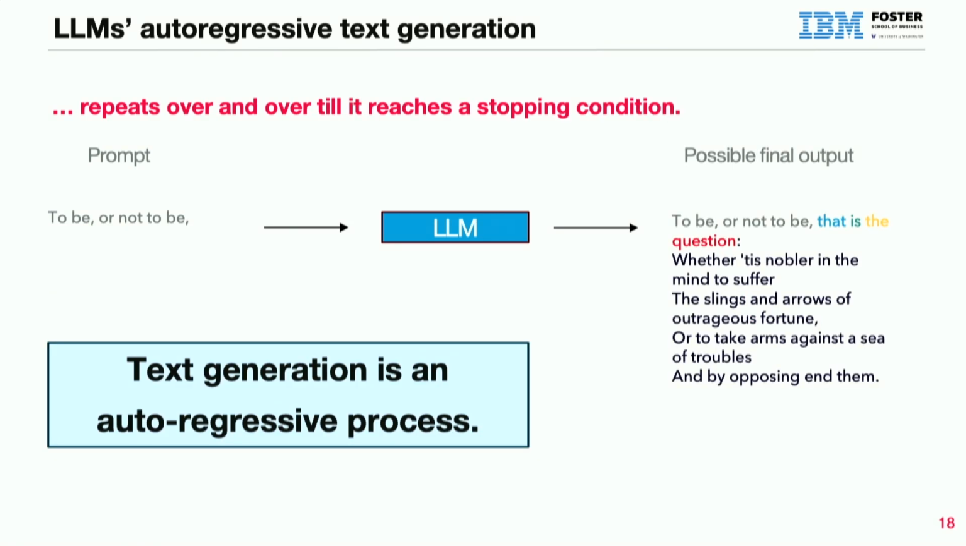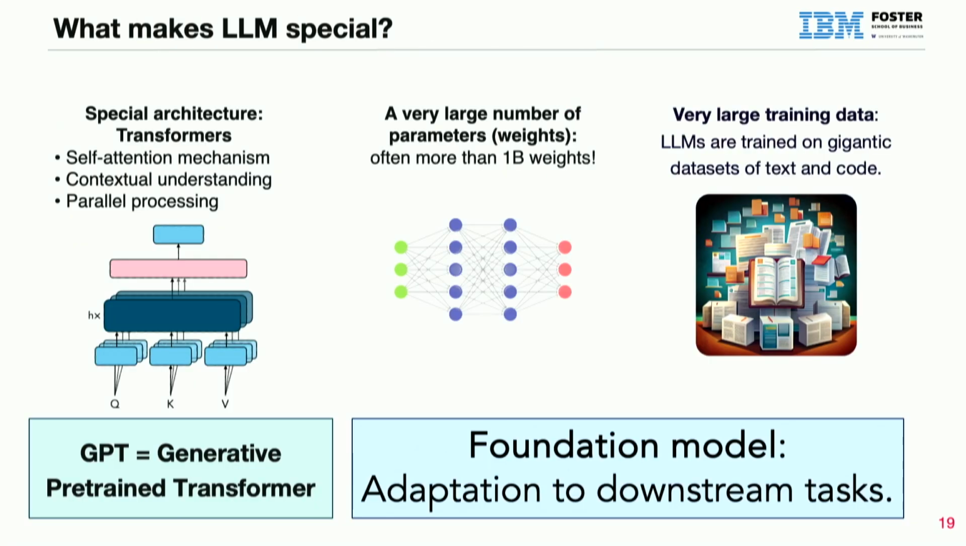So the key factor to understand is that text generation is an autoregressive process. And the model will keep going until it reaches a stopping condition. Like here, for instance, the first paragraph of the soliloquy of Hamlet. So what makes large language models special?